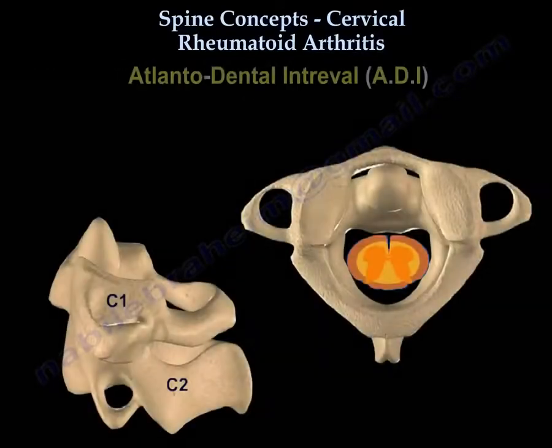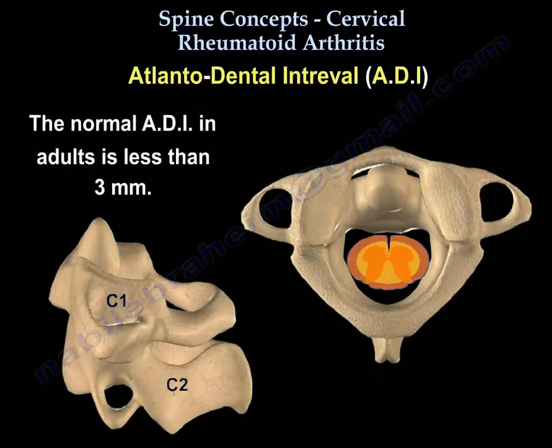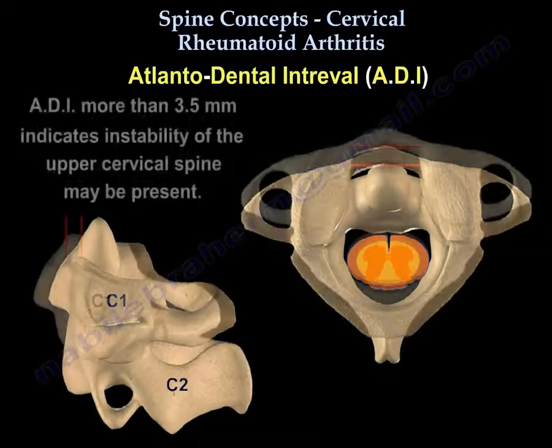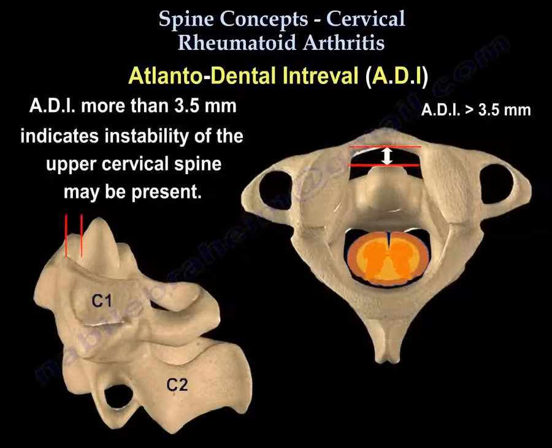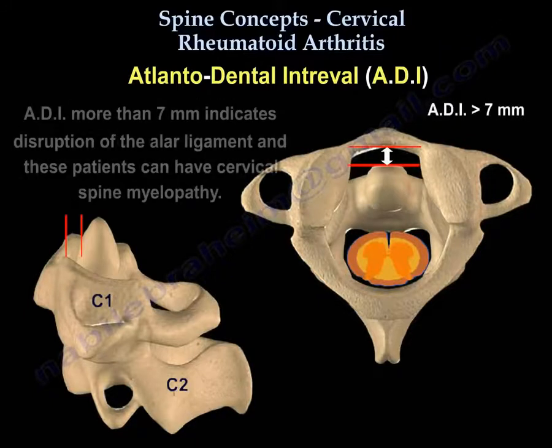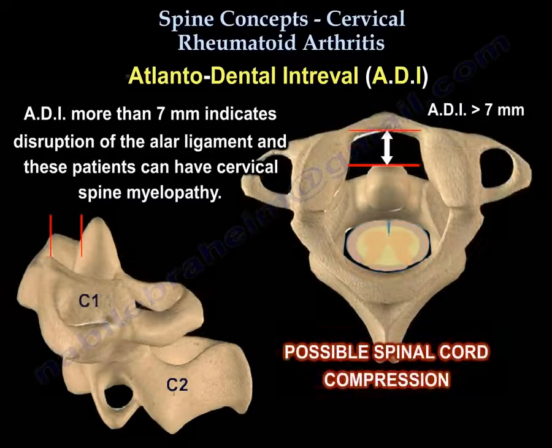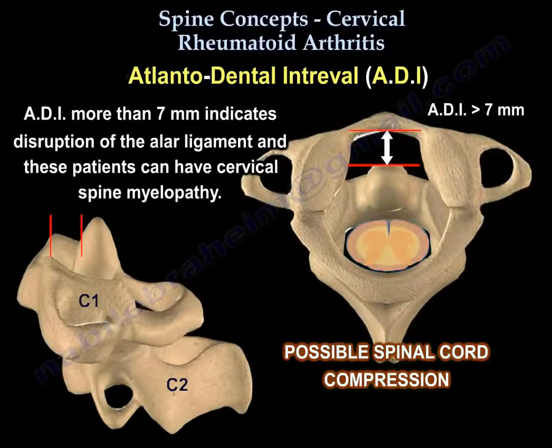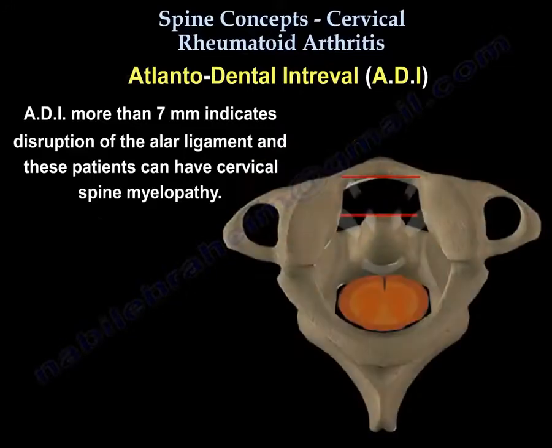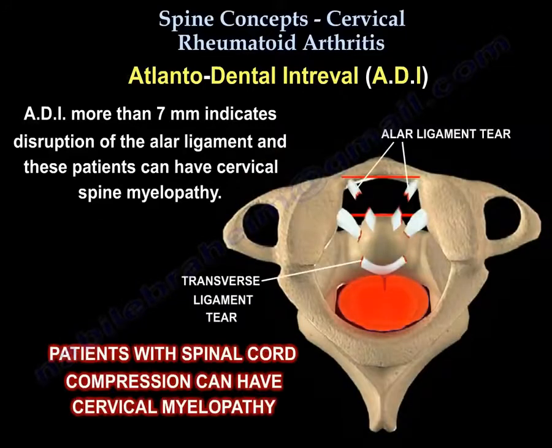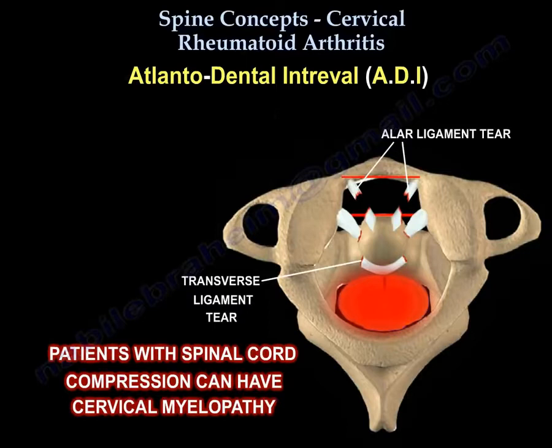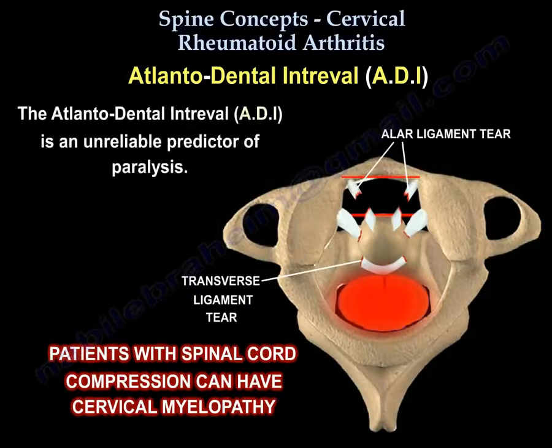And you see in the lateral X-ray the atlanto-dens interval, the ADI, and if it is more than 3.5 millimeter, that means instability may be present. If it is more than 7 millimeter, it means disruption of the alar ligament, more damage. These patients can get myelopathy. The ADI is an unreliable predictor of paralysis.